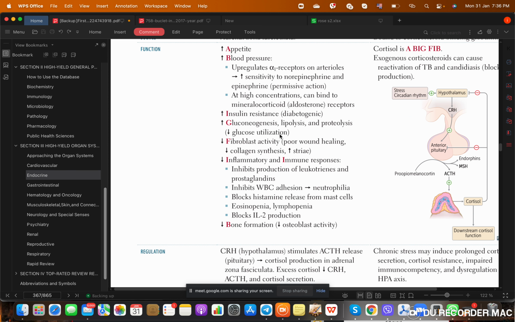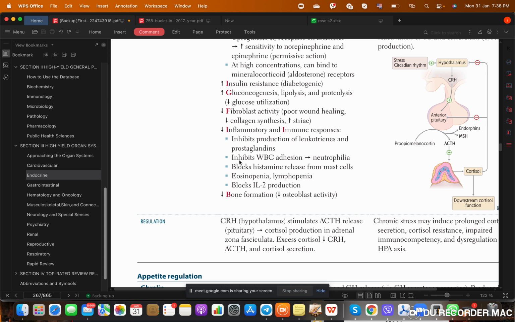Nice. So let's see what they write here. They write anti-inflammatory by decreasing the production of leukotrienes and prostaglandins, and inhibiting white blood cell adhesion. So you will have more cells circulating because they cannot adhere, and you will get an increased amount of neutrophils. Also, they can block histamine release from the mast cells and lead to eosinopenia and lymphopenia, and block interleukin 2 production, which decreases the activation of the lymphocytes. Also less bone formation by decreasing the osteoblastic activity.